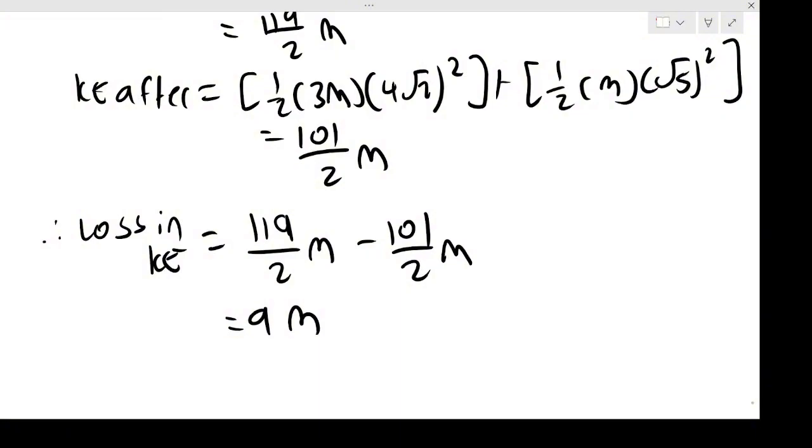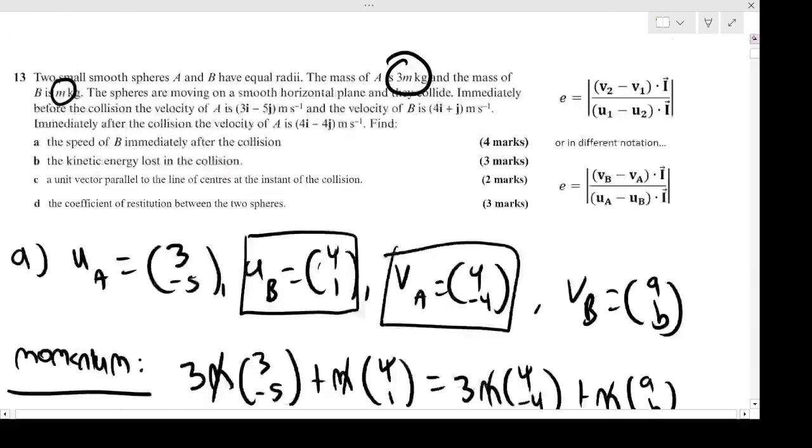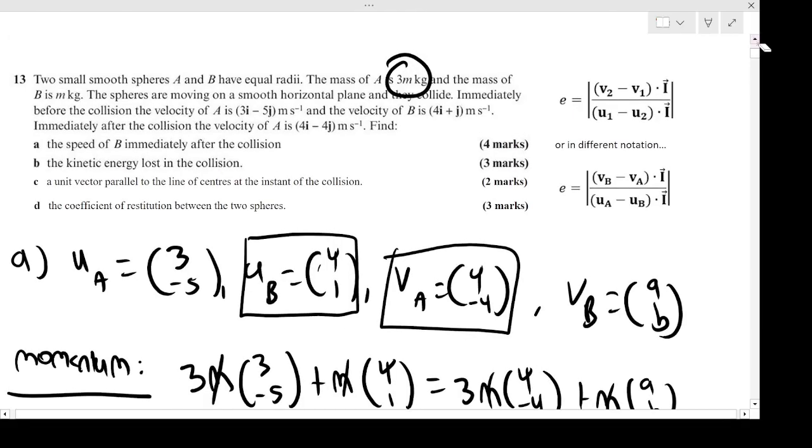Okay, and so that is my expression for the loss of kinetic energy there. Right, so now in part C, so I've added these two parts on. In part C, I'm now looking for a unit vector parallel to the line of centres.